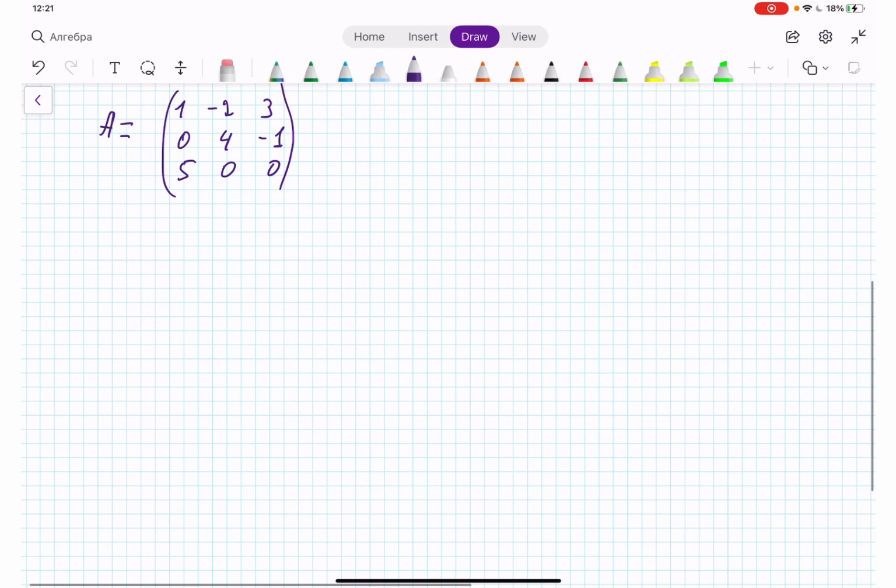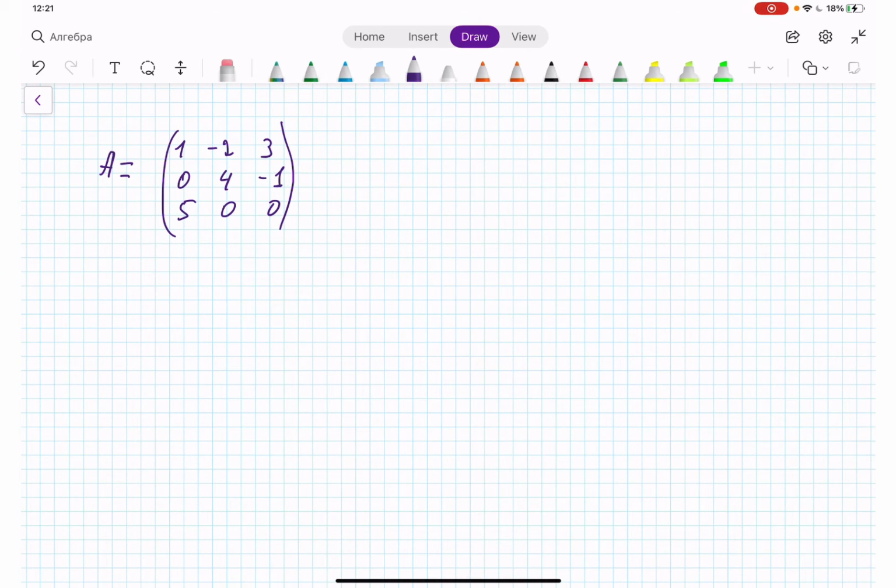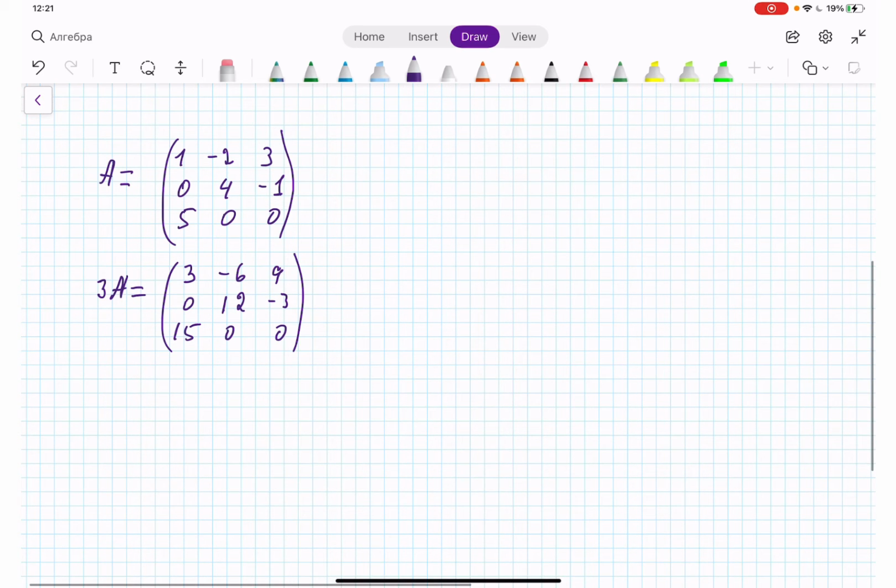And we need to find 3A, meaning 3 times A. So I'm going to take this 3 and distribute it to every single element in the matrix. Pretty straightforward. So it's going to be 3, -6, 9, 0, 12, -3, 15, 0, 0. Okay. Next, this is an easier case. Let's take a more interesting case.